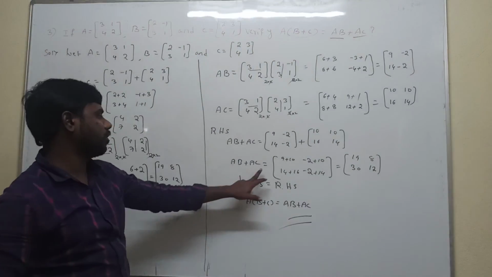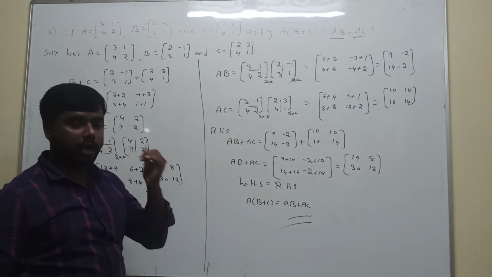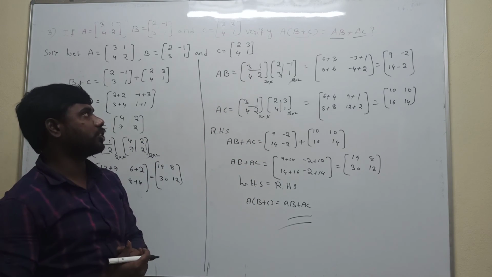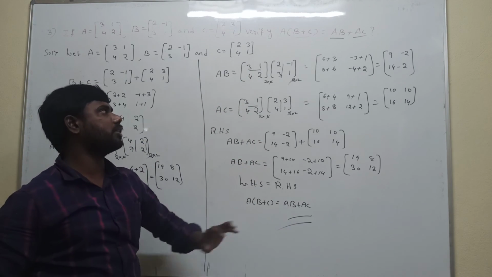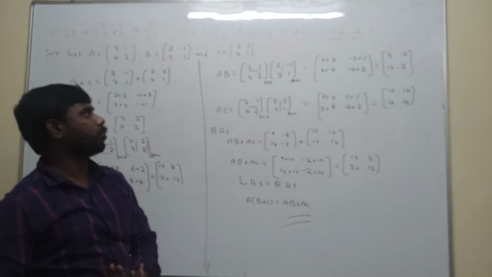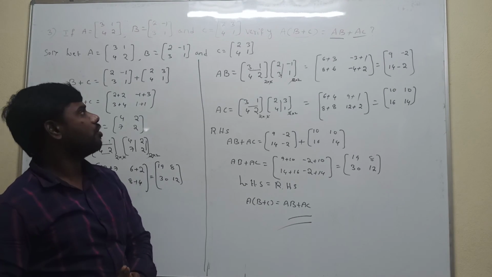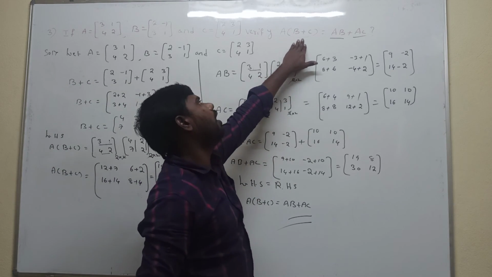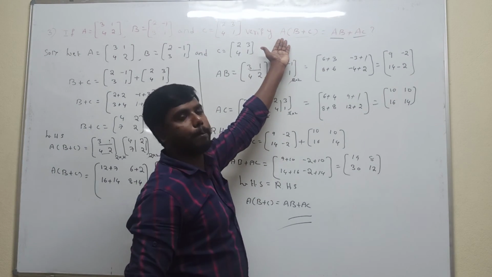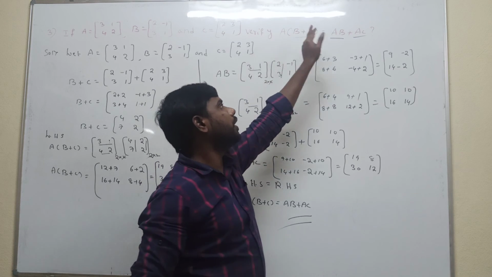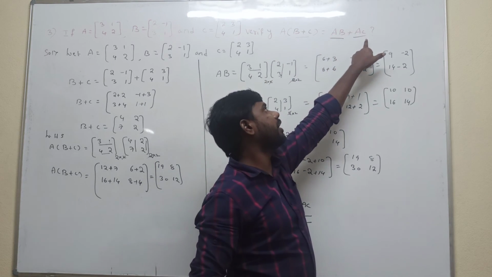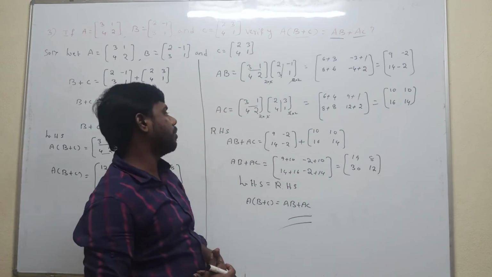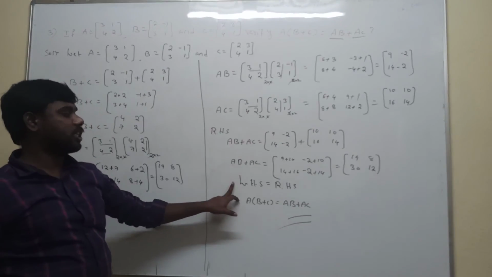So LHS and RHS are both equal. That's why we write LHS is equal to RHS. LHS is nothing but A into B plus C, which is equal to AB plus AC. You have understood how to prove the given property. Don't be confused. First we calculate B plus C, then multiply the resulting matrix with A. Next, calculate the AB matrix and AC matrix, and add the corresponding elements. Finally, you have to prove the LHS part is equal to the RHS.